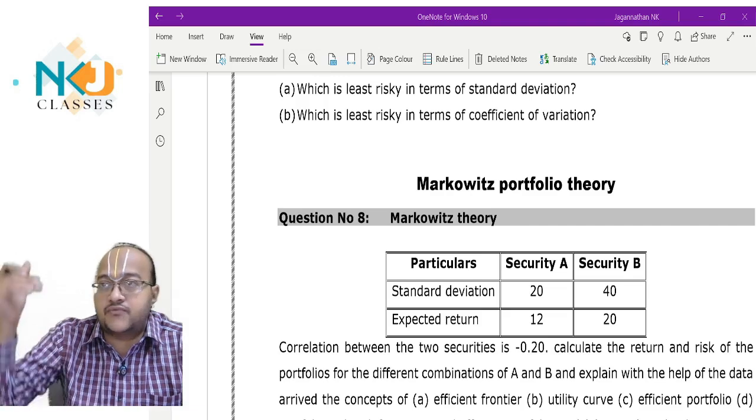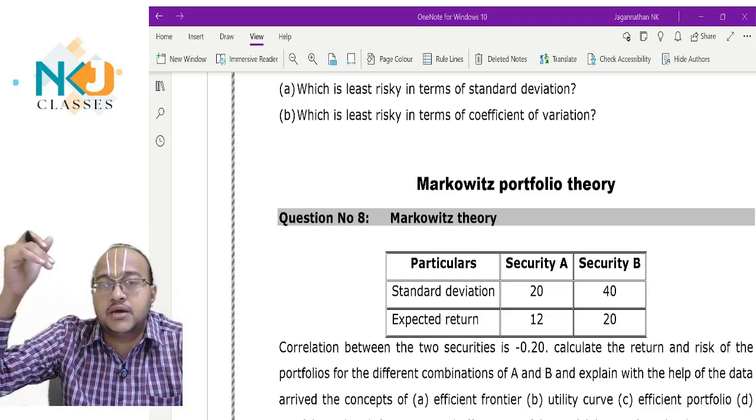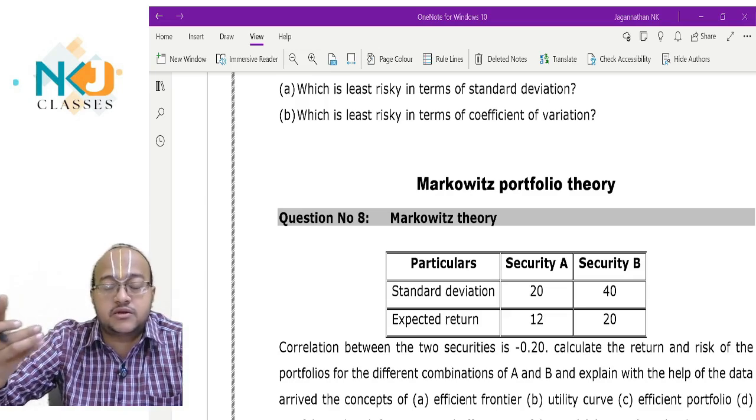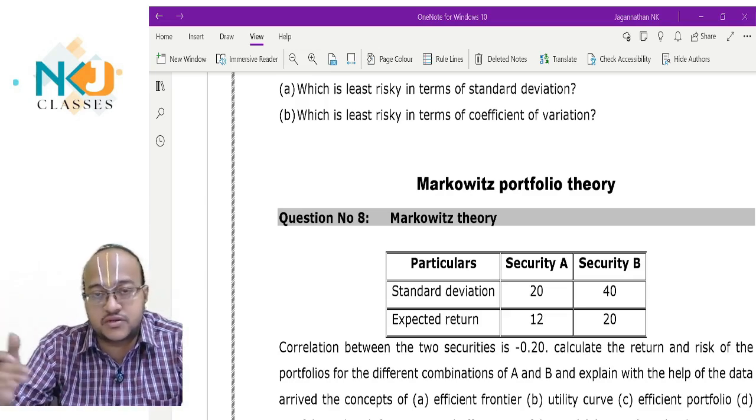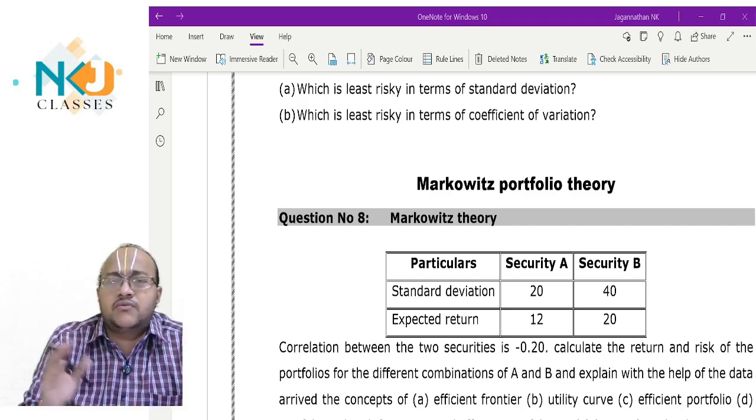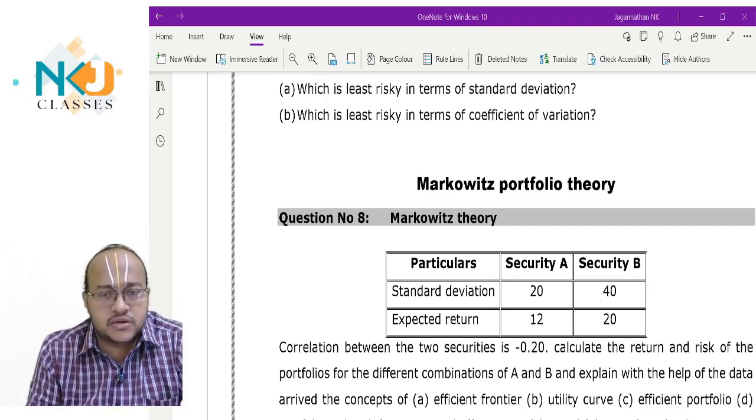Covariance you will find. Then after finding covariance, you divide it by sigma x and sigma y, the risk of the securities which you are trying to find, and we will get correlation. This is all about correlation.